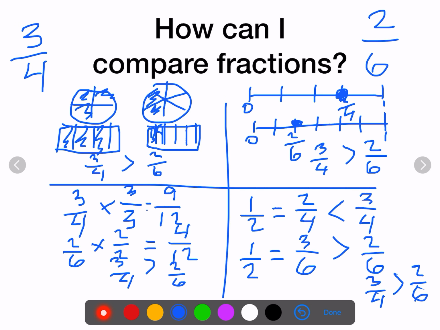Now, just like on the last test, you don't have to know how to use all of these strategies. You might use different strategies for different problems. You might decide which strategy works best for you or makes the most sense or is better for different problems. But I'm giving you all 4 of these strategies, drawing a picture, using a number line, using common denominators, using a benchmark fraction, so that you have as many tools as you can to be able to solve these problems with comparing fractions.